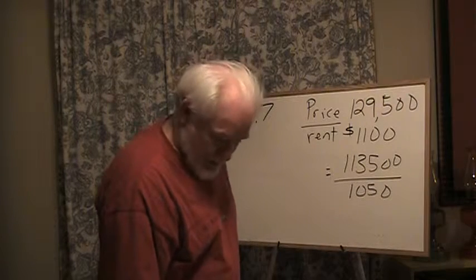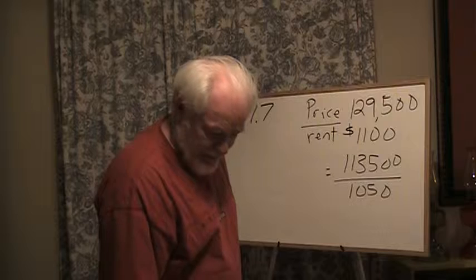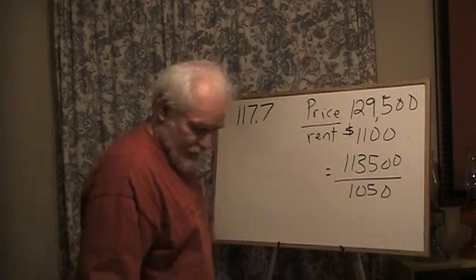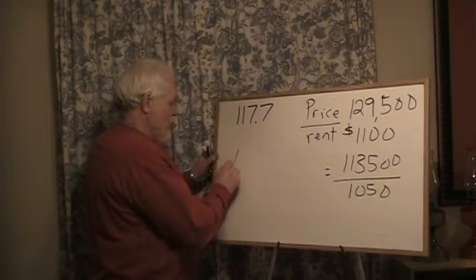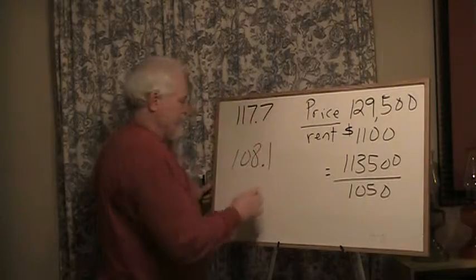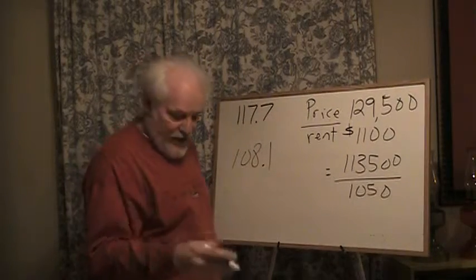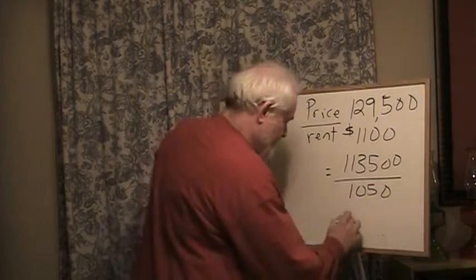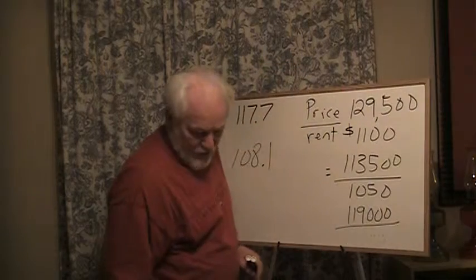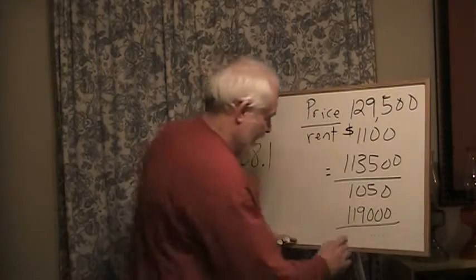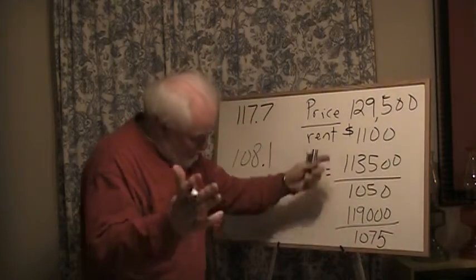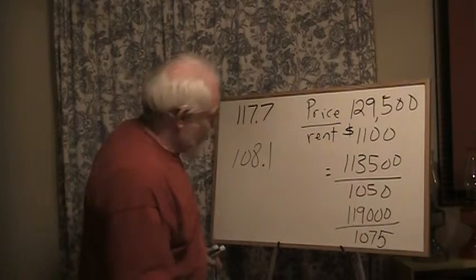Let's see, 113,500 divided by 1,050, and we see that that one is 108.1. All right. Well, there's another house around the corner, the same neighborhood, that just sold for $119,000, and it's rented for $1,075 a month. By the way, how do we know this information? It tells us in the test question.